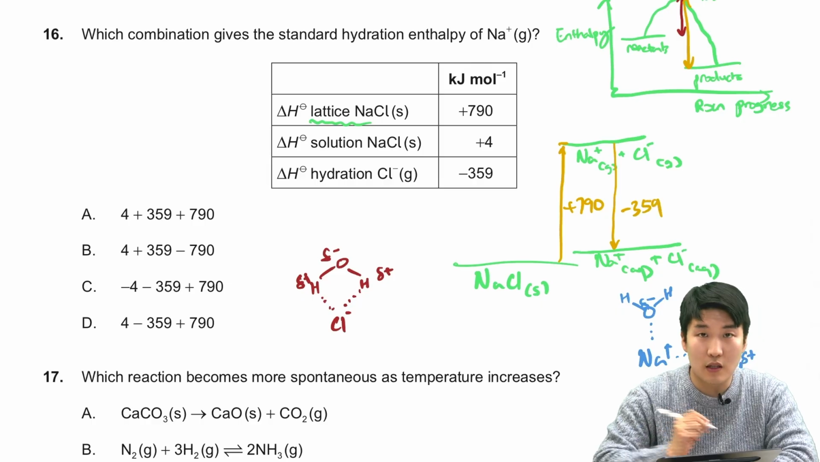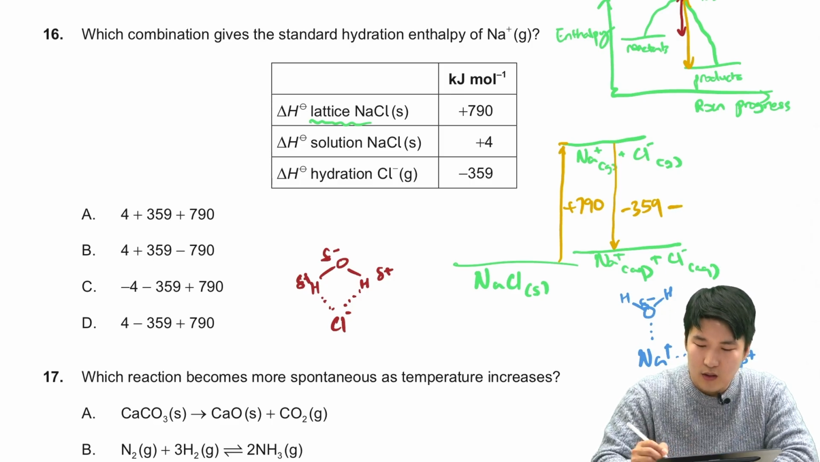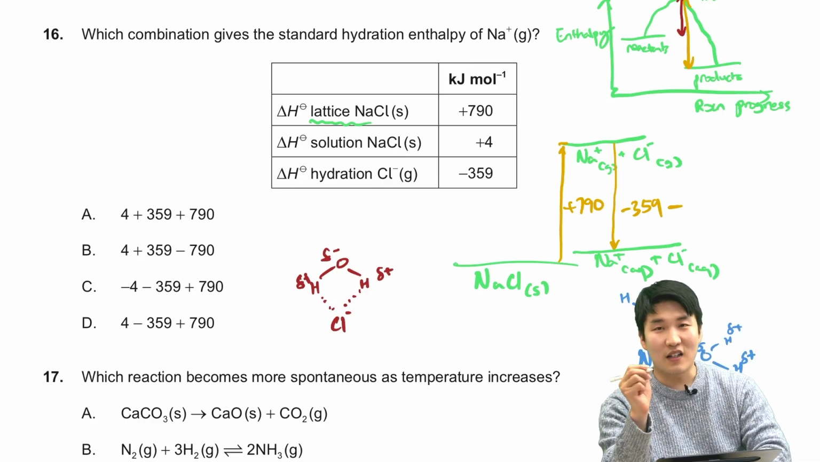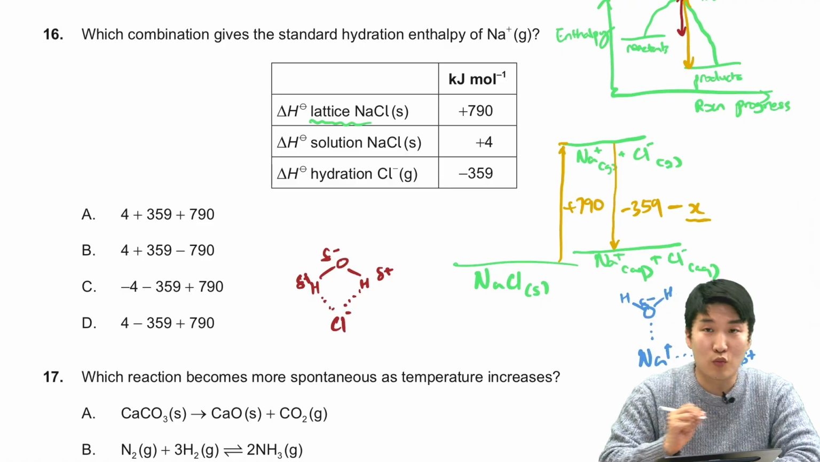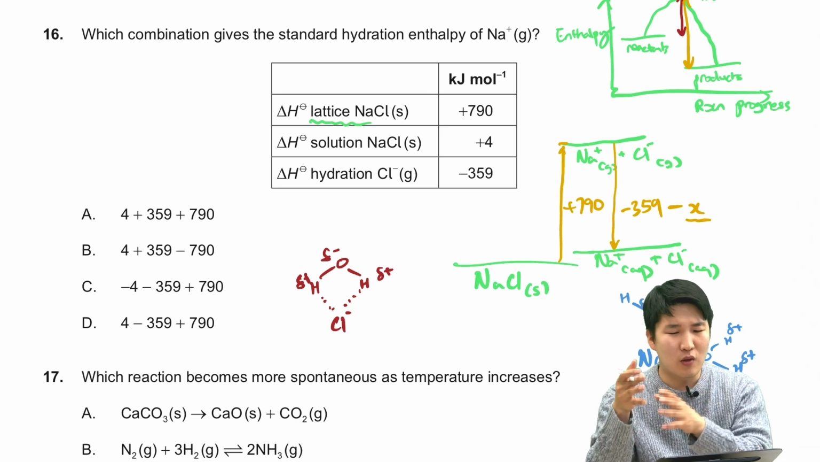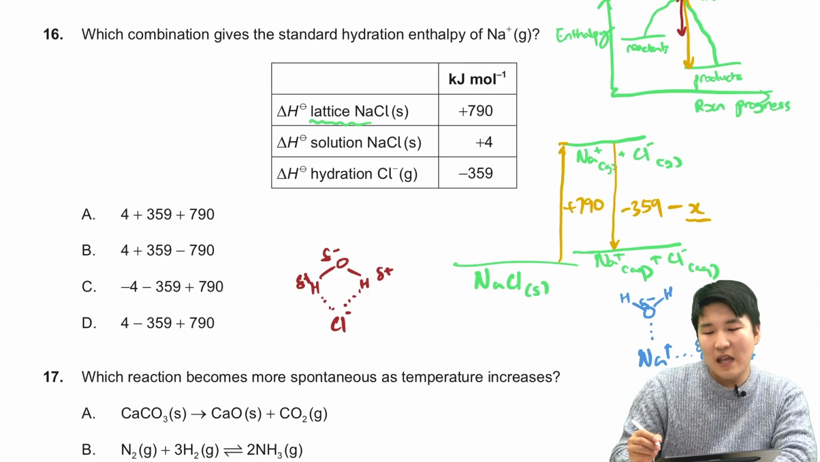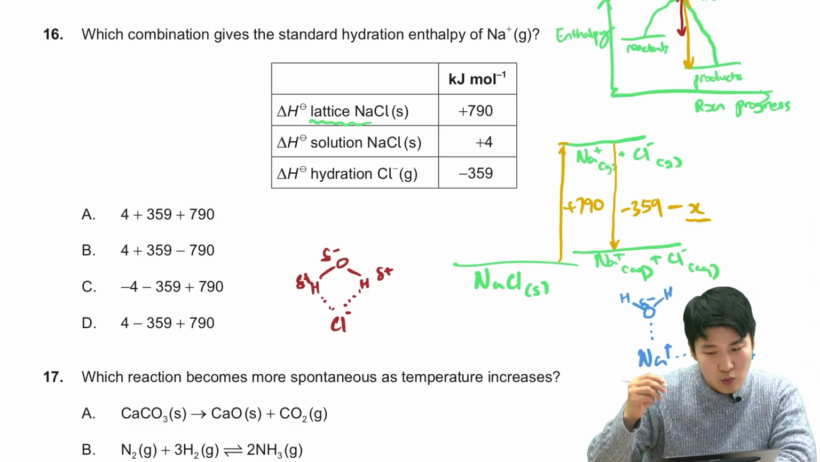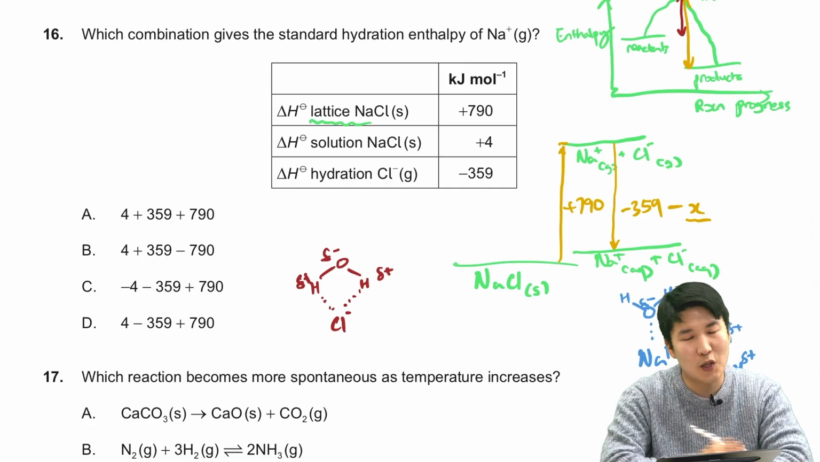Energy released will correspond to negative enthalpy value, which will be represented as minus 359. Actually, minus 359, that corresponds to Cl minus, and minus x, where x would correspond to the answer we're looking for, the hydration enthalpy of Na+. The hydration enthalpy of sodium plus with Cl minus would correspond to the enthalpy change from gaseous sodium chloride to aqueous sodium chloride.